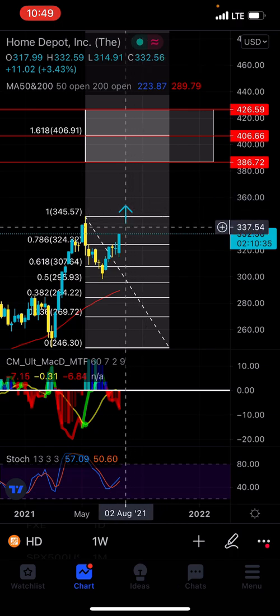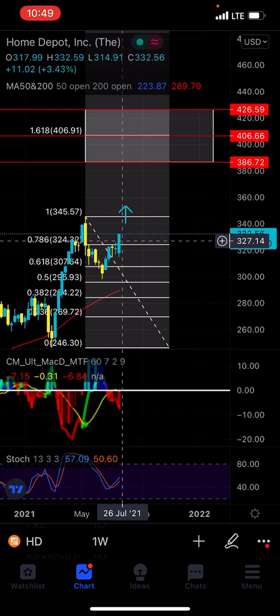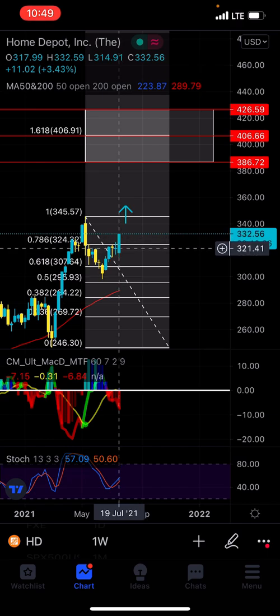That's what we're looking for. We're looking for a candle that has more than half of the wick, more than half of the candle, close above. So you can see this candle right here is going to close perfectly right here on the HTF, this week's candle starting July 19th, Monday, right?